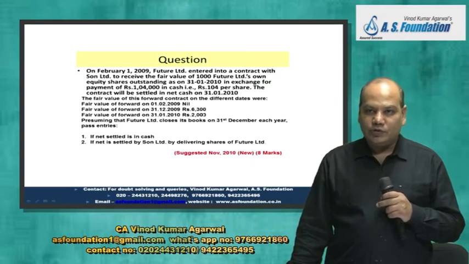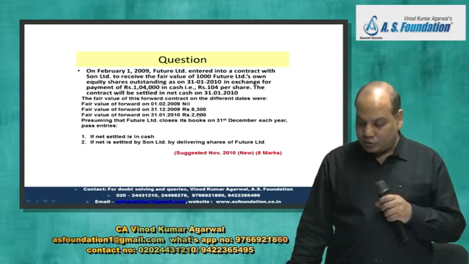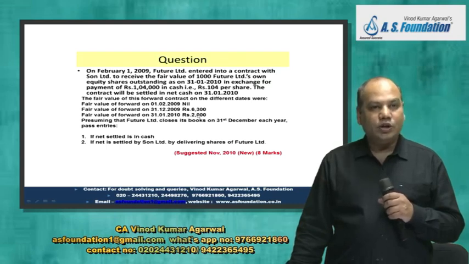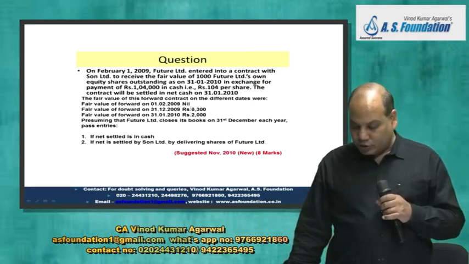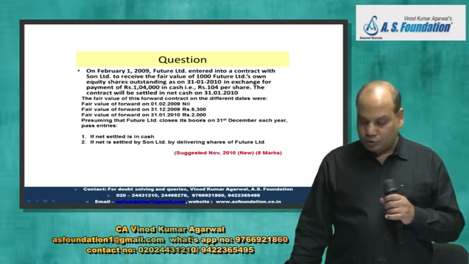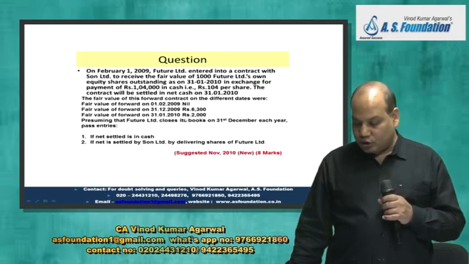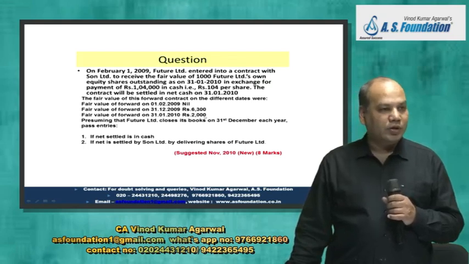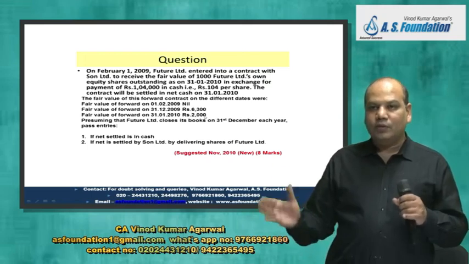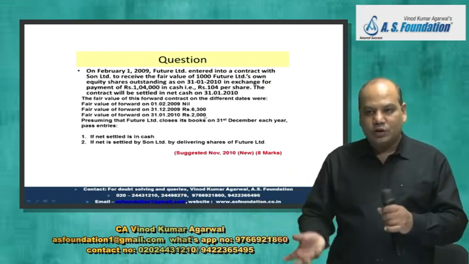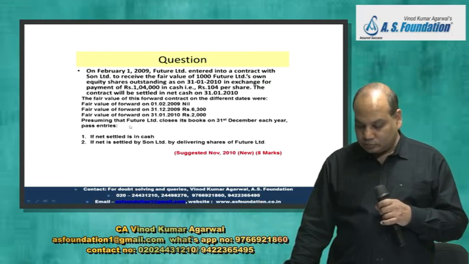So I will account for this change in fair value of derivative. Again, between these two dates, the fair value has reduced. Again, I will pass an entry for decrease in fair value of this forward contract. So what is your net gain or net loss in this deal? 2000 rupees. Because now the fair value of the forward contract is 2000 positive. So who is the winner? Future Limited. It will receive rupees 2000.